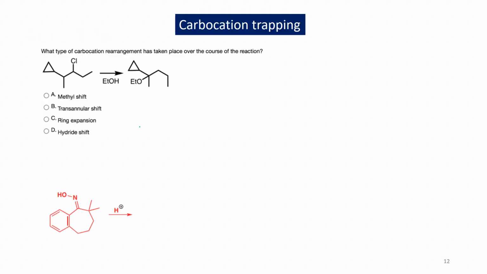Okay. Next is carbocation trapping. So what will we do to trap a carbocation? Similarly, to trap a carbanion, what have we done? We have just added an electrophile. So to trap a carbocation, what will we do? We will just add a nucleophile. So suppose this type of reaction is given. How are we getting this product?